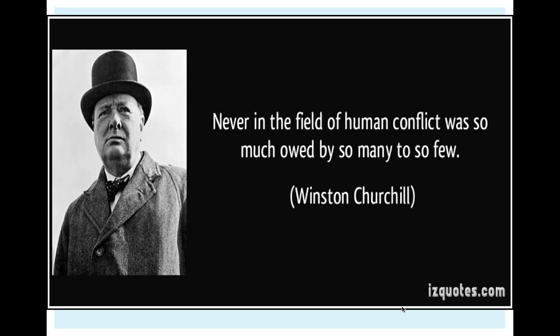And there's a quote by Winston Churchill: "Never in the field of human conflict was so much owed to so many by so few," meaning that the Royal Air Force were owed gratitude by the British people for saving Great Britain.